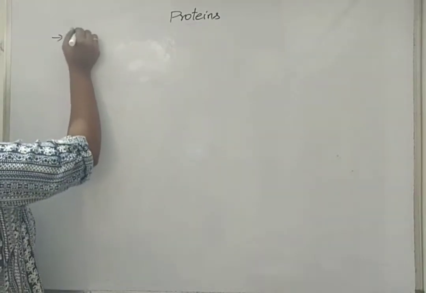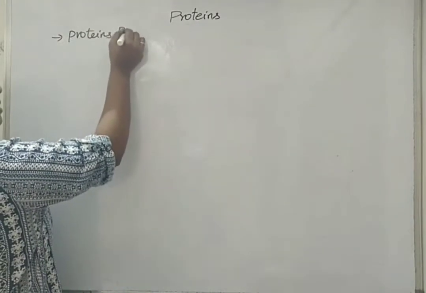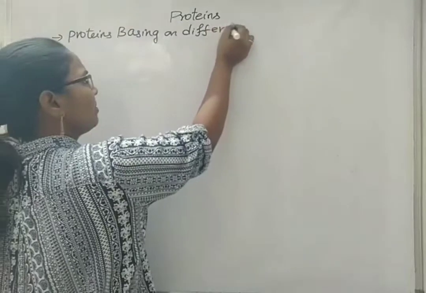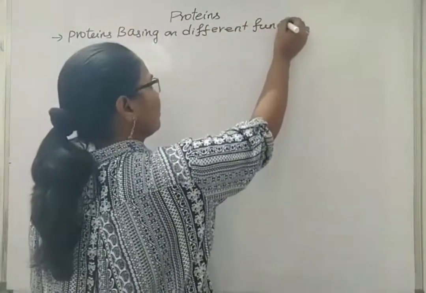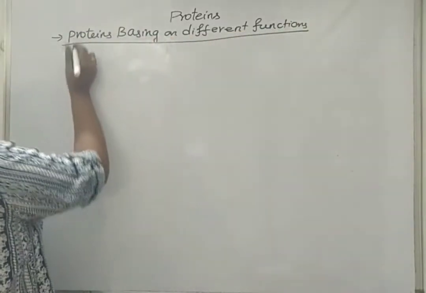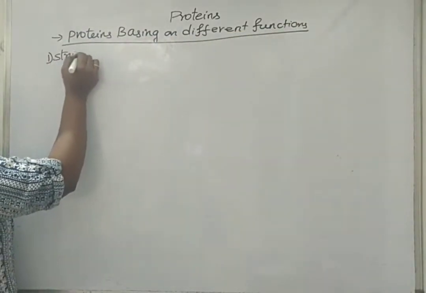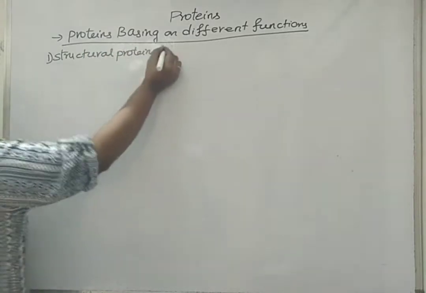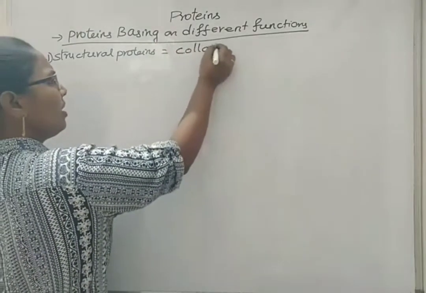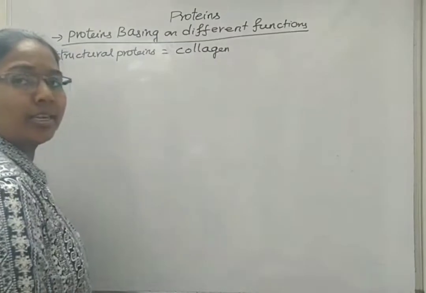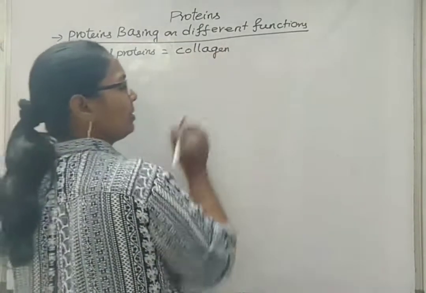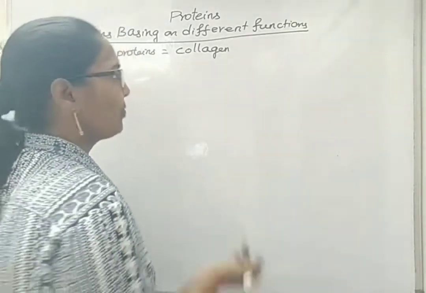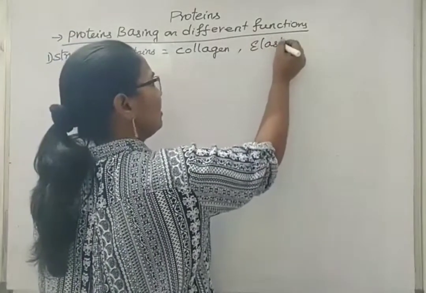Next, proteins based on different functions. First one, structural proteins. Examples we can take as collagen. Collagen is considered the abundant protein in the animal kingdom. In the plant kingdom, what is the abundant protein? Nothing but an enzymatic form, that is rubisco. Collagen, elastin, etc.